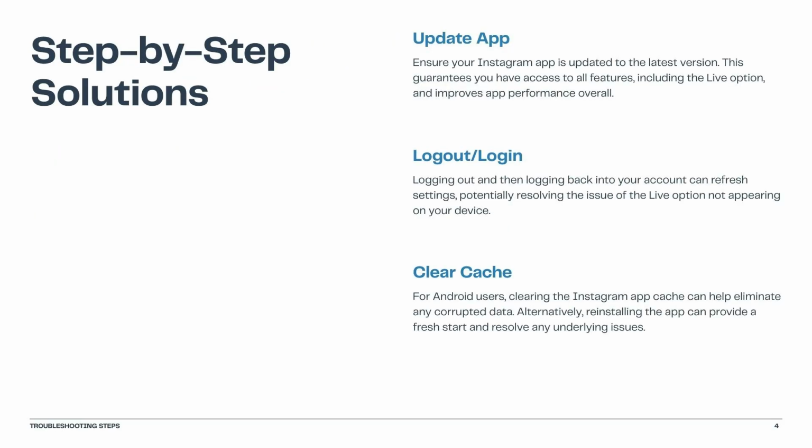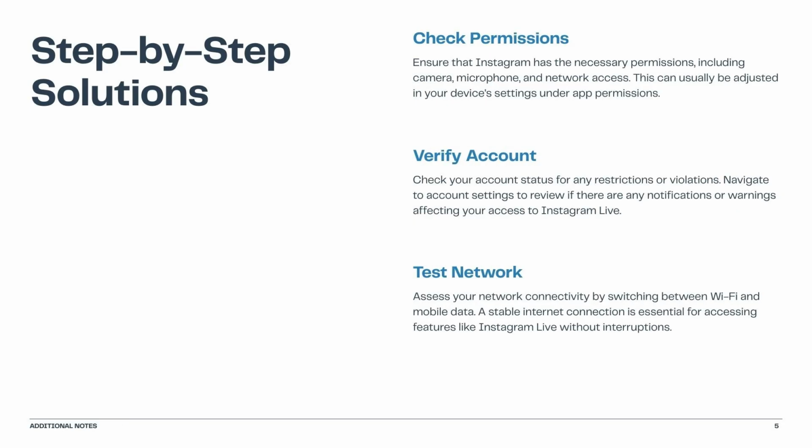Now check app permissions. On iPhone, go to Settings, Privacy and Security, then Camera and Microphone, and ensure Instagram has permission for both on. Android, go to Settings, Apps, Instagram and Permissions. Also clear Instagram's cache on Android from the app storage settings.